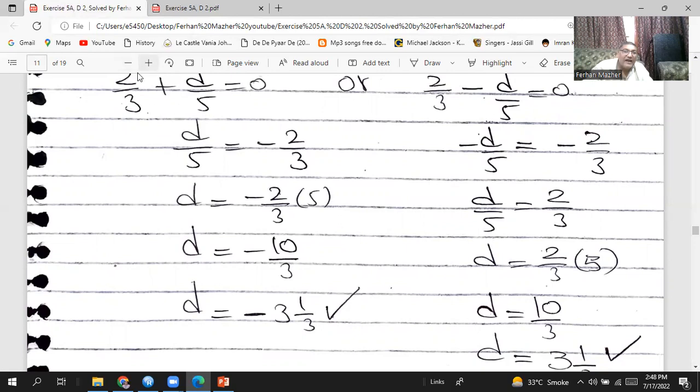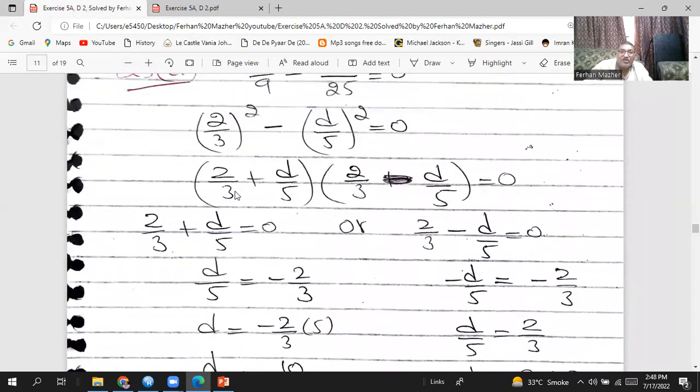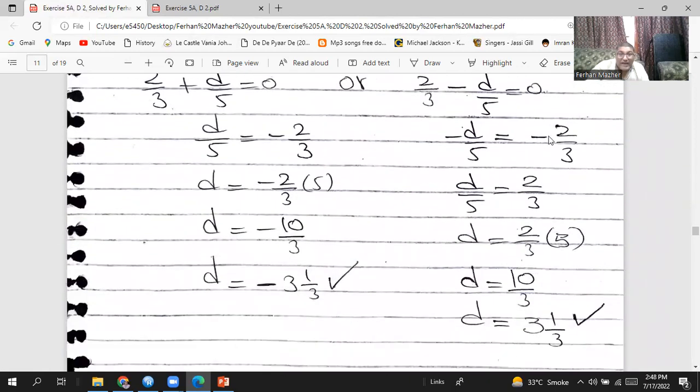In the same way, I will make the other bracket equal to 0, which was 2 by 3 minus d by 5 equals 0. So we will have minus d by 5 equals to minus 2 by 3. Minus minus will be cancelled. So d by 5 is equal to 2 by 3. That 5 will go to the other side and multiply. So you will have d equals to 2 multiply 5 divided by 3, so it will be 10 by 3, which is 3 whole 1 by 3, but this is positive. So there are two solutions. One is minus 3 whole 1 by 3, the other one is positive 3 whole 1 by 3.